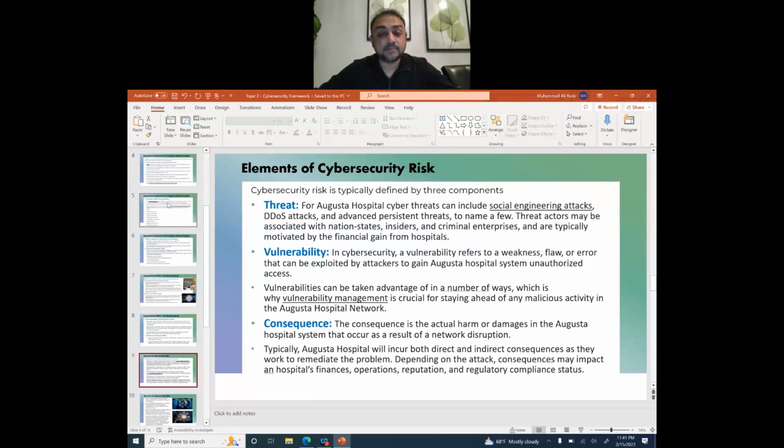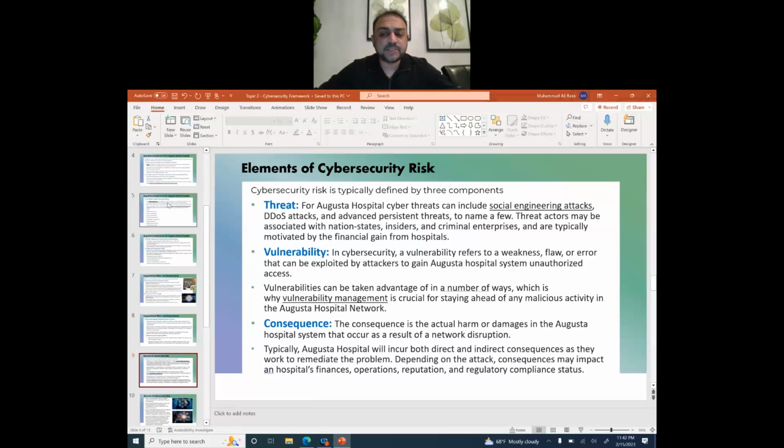So that is where vulnerability can be taken advantage of in multiple ways. That's how we need to make sure none of the systems have any kind of vulnerabilities that give an intruder an option, by using a backdoor, to hit our Augusta system services to gain access or to exploit the services.